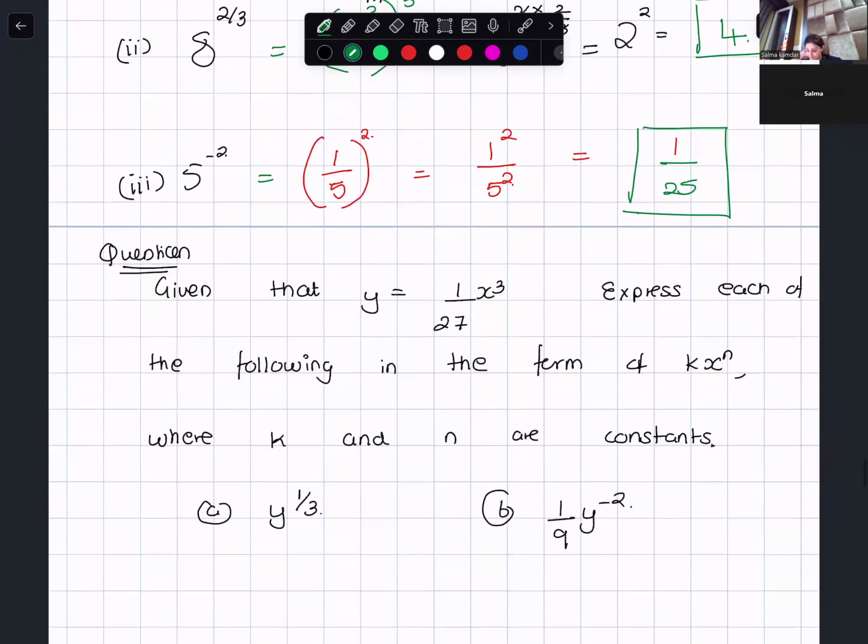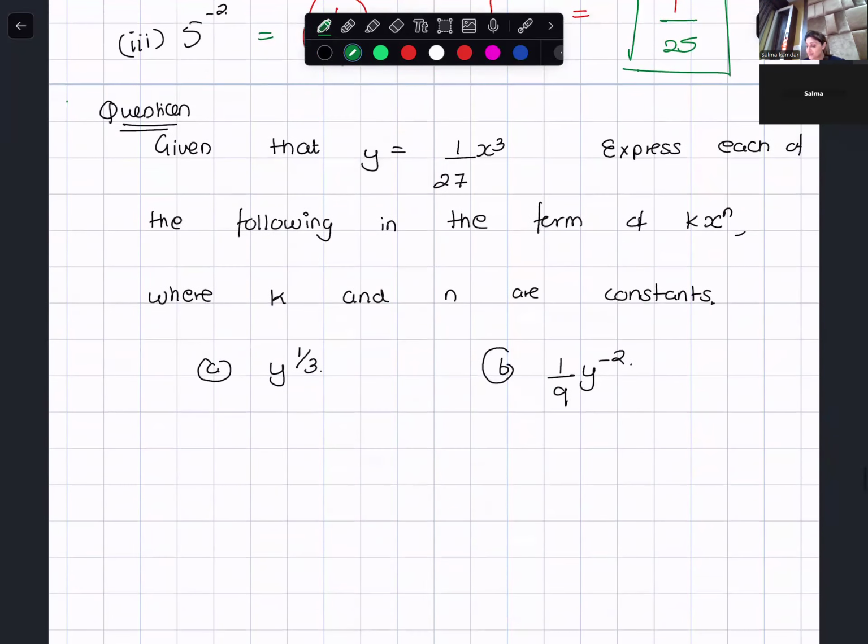Are you with me? Come on, let's take the next question, which is a little bit complicated. You are given y is equal to 1 over 27 into x cube.